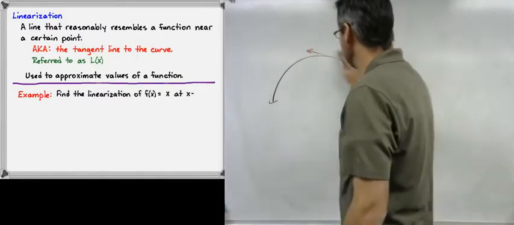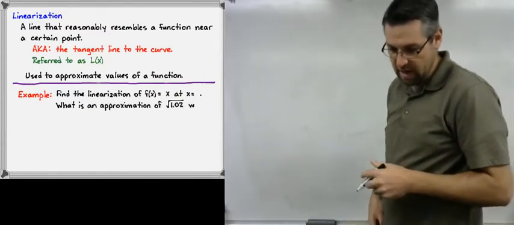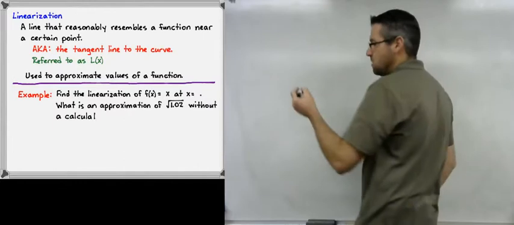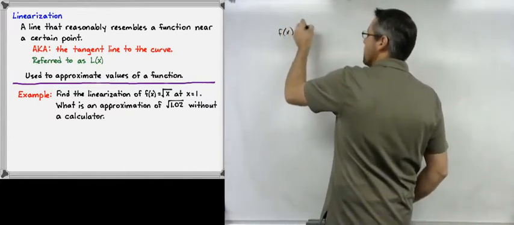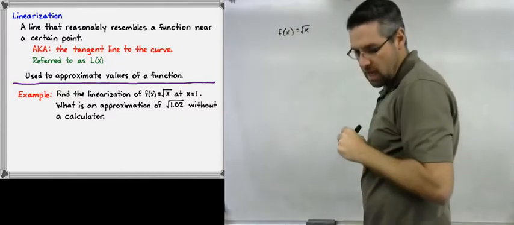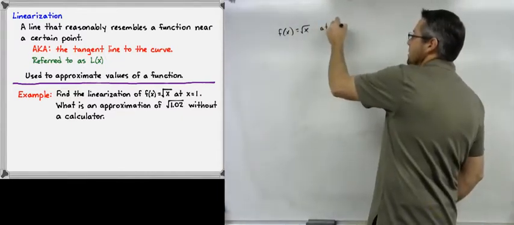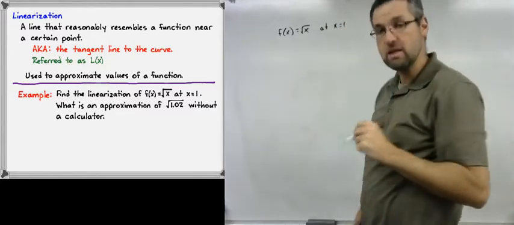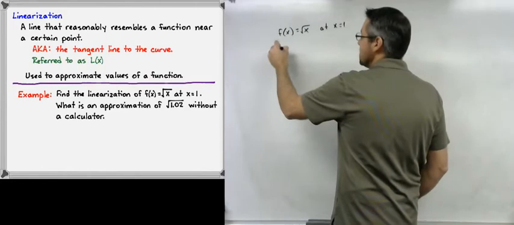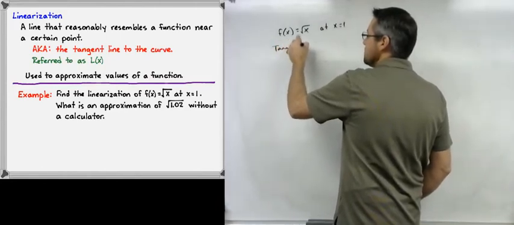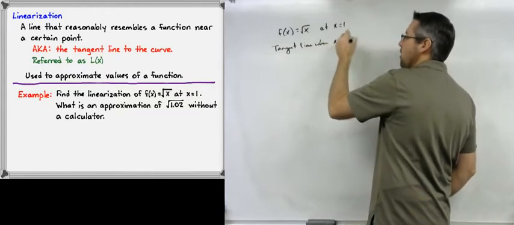We have, for this example, the function f of x, which is equal to radical x. And we want to find the linearization at x equals 1. That's our goal. Find the linearization at x equals 1. Well, what does that mean? It just means find the tangent line when x equals 1. Well, we've been doing that all along.